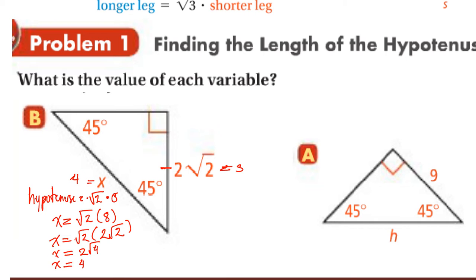Now for the second one, the same principle applies. We know that the hypotenuse is equal to the square root of 2 times s, and we know that s is equal to 9. So h is equal to 9 times the square root of 2, which makes this equal to 9 square root of 2. And that's the final answer.